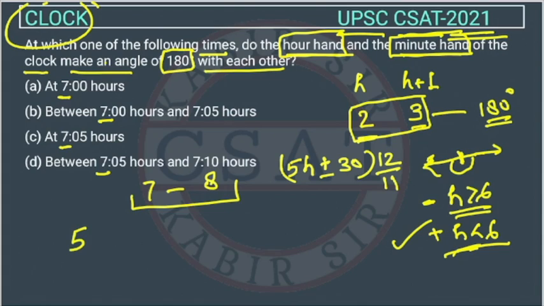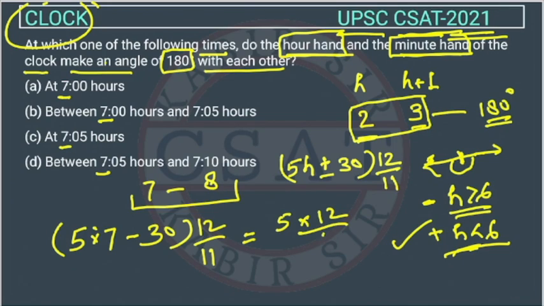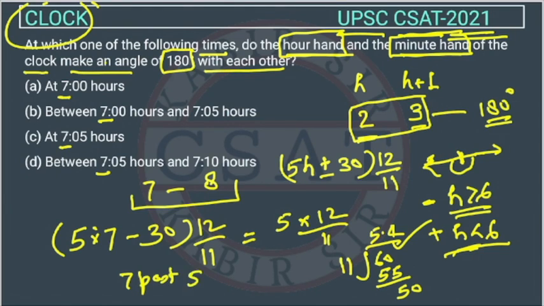So this will become 5 into 7, right? We will use minus because h is greater than 6, minus 30, 12 upon 11, right? So this will become how much? This is 35 minus 30, so this will be 5 into 12 upon 11. So 12 5s are 60. 60 we will divide with 11, so this will go 5 times, 55, right? Remainder is 5. Then we will put decimal sign, 50. This will go 4 times, right? So the timing is 7 past 5.4 minutes. So this is the answer.